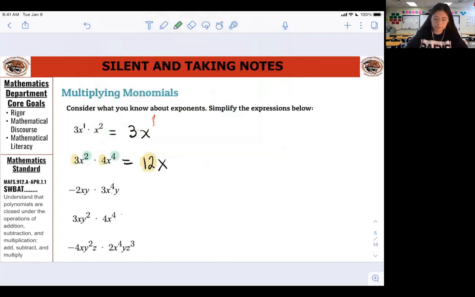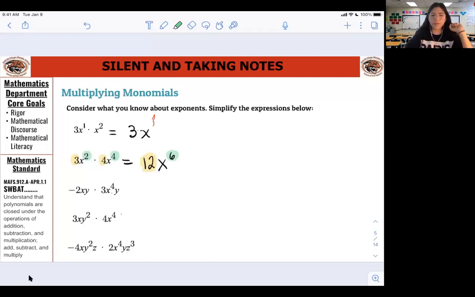Good, Marco. That's going to be x to the power of 6, because even though I'm multiplying the coefficients, I add the exponents. So that's the different thing. If it's a coefficient, you're still going to multiply it. But if it's an exponent, you have to add it.